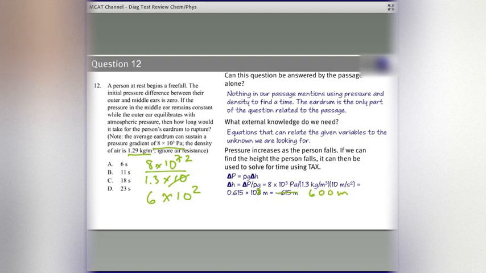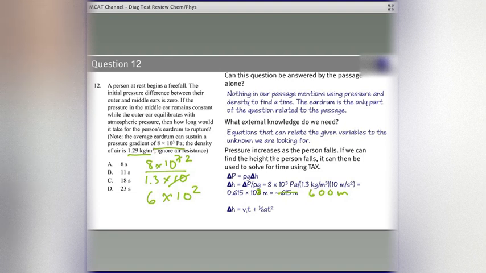That's only the first half of the problem. Now we have to figure out how long it takes to fall that far. Well, for that we use our TAX, T-A-X. T-A-X has time, acceleration, and distance. And yes, you need to know these kinematic equations for absolutely sure.